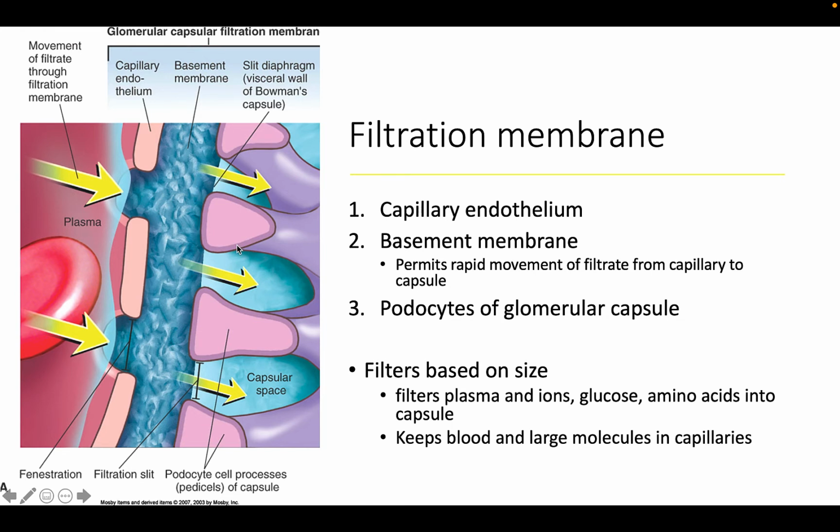Filtering, again, based on size, filters plasma and ions, glucose, amino acids into the capsule, and it keeps blood cells, which are too large to pass through the capillaries, inside the capillaries, as well as large molecules. And just to be specific, this membrane permits very rapid movement of filtrate, approximately 70 nanometers in diameter, so incredibly tiny. And so that makes up what is known as the filtration step, initiating in that renal corpuscle.